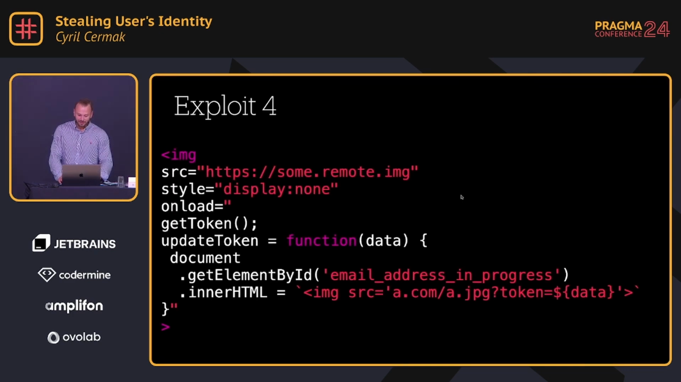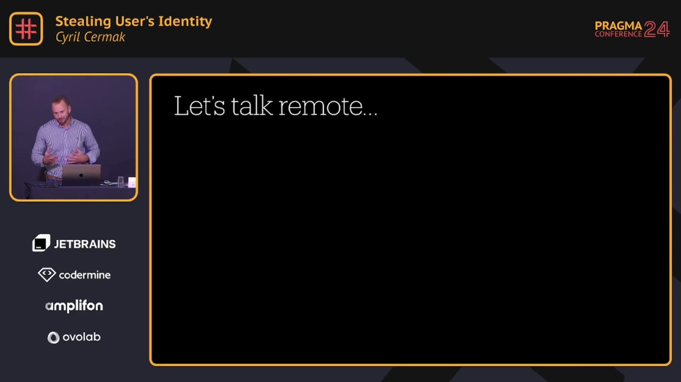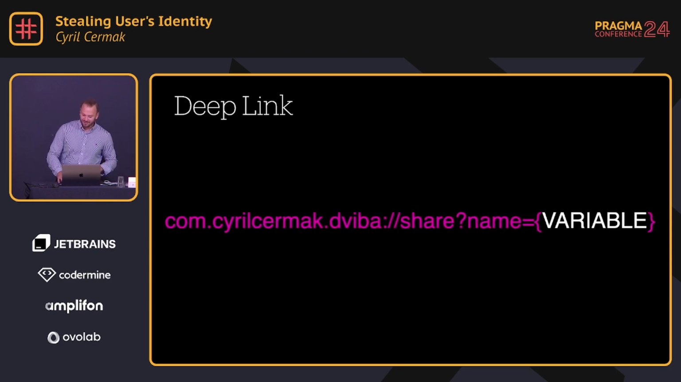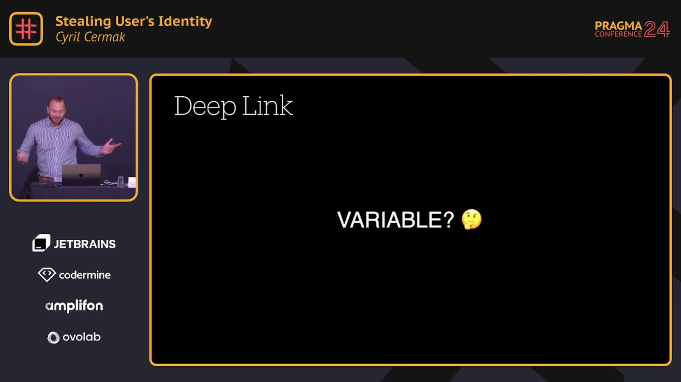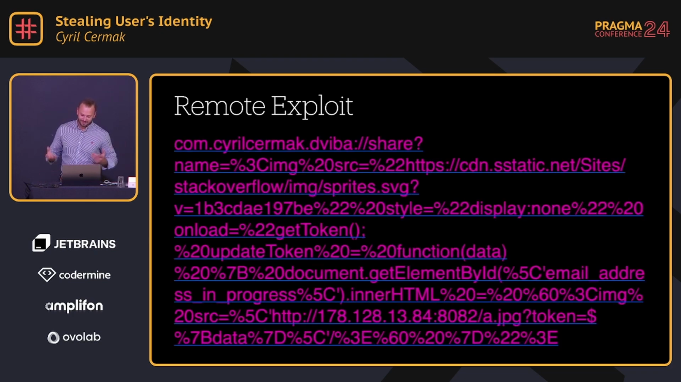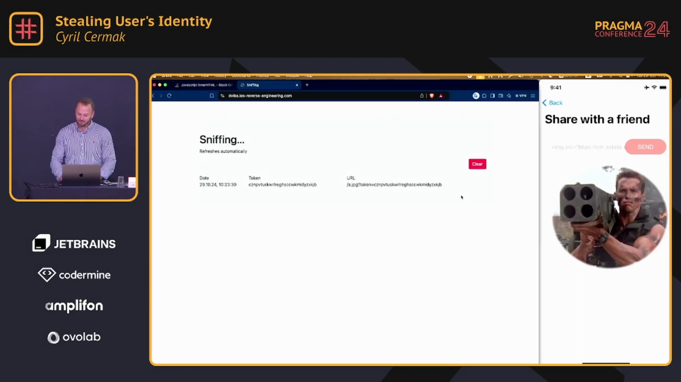But if you remember, we also had a look at the Info.plist, and in the Info.plist we had the deep link. Now, the deep link looks like this. It has a share, it has a name, and it has a variable. So is there something I could do with the variable, maybe? And the answer is obviously yes. So I could craft the exploit like this. This looks terrible. This is a URL-encoded and JavaScript-escaped deep link towards the application that I built, which on click will open the app and might get us the token on the server again. So let's give it a try.